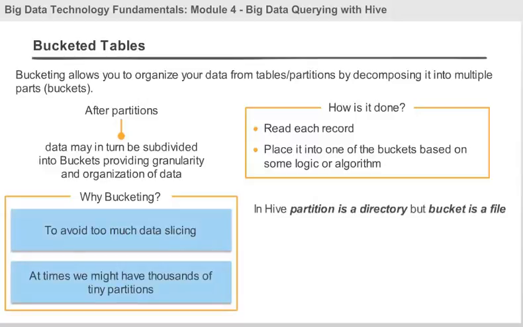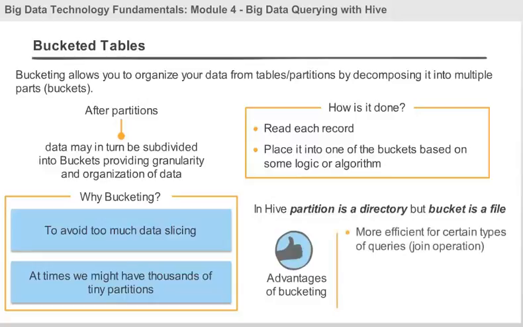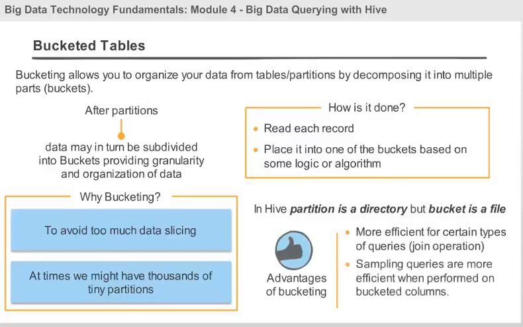In Hive, a partition is a directory, but a bucket is a file. Buckets are more efficient for certain types of queries, such as join operations. Sampling queries are more efficient when performed on bucketed columns. Bucketing results in more evenly distributed data.